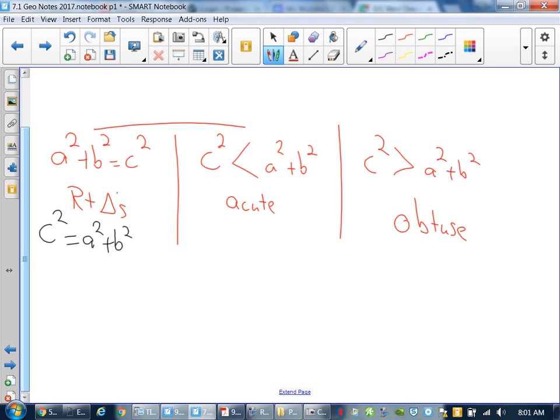If your c squared side is smaller than a squared plus b squared, it is acute. If it is bigger, it is obtuse. So what happens then is that if you know your side lengths, you can check this really quickly.